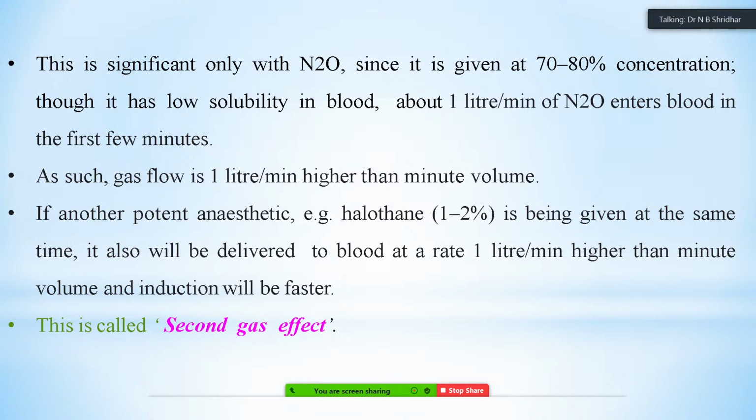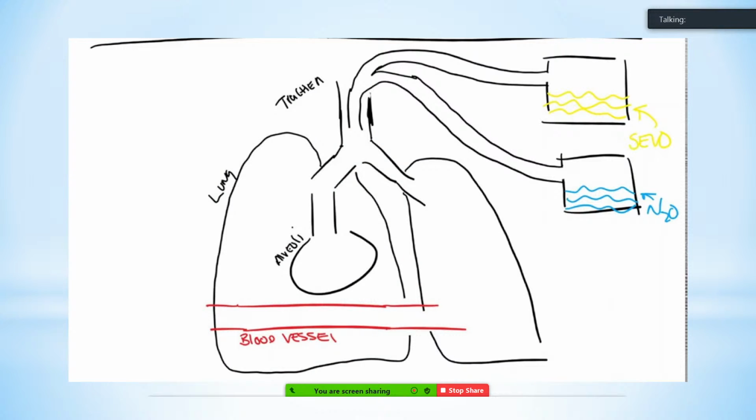This is known as the second gas effect. Here you can see that through the trachea, sevoflurane and nitrous oxide are both administered, then they go to the lungs and enter the alveoli. If two gases have different partition coefficients and different properties, and one is increasing the potency and latency of the other, then the induction of the anesthesia will be faster.